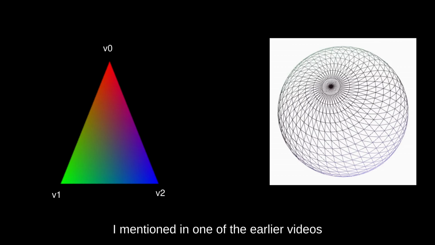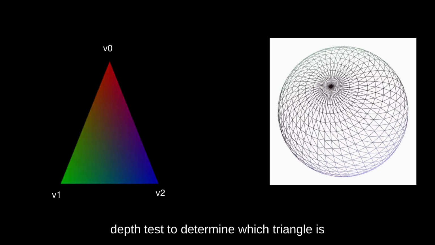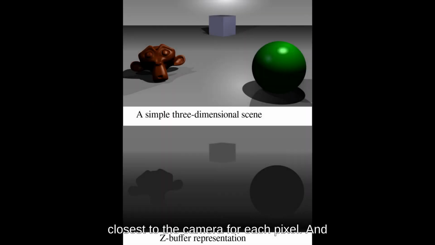I mentioned in one of the earlier videos that our GPU will do something called a depth test to determine which triangle is closest to the camera for each pixel, and that's the triangle that we end up rendering. This takes a bit of computation, and since we want things running as quickly as possible, we want to rule out triangles for consideration for this depth test as early as possible so that we don't waste our time.